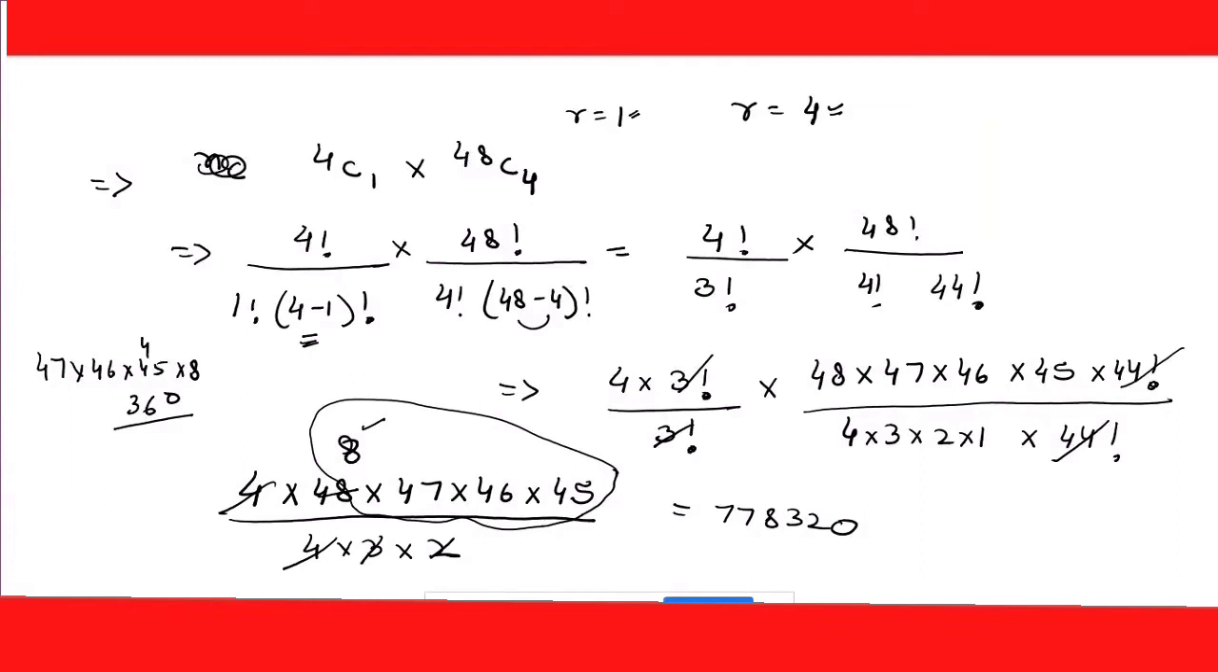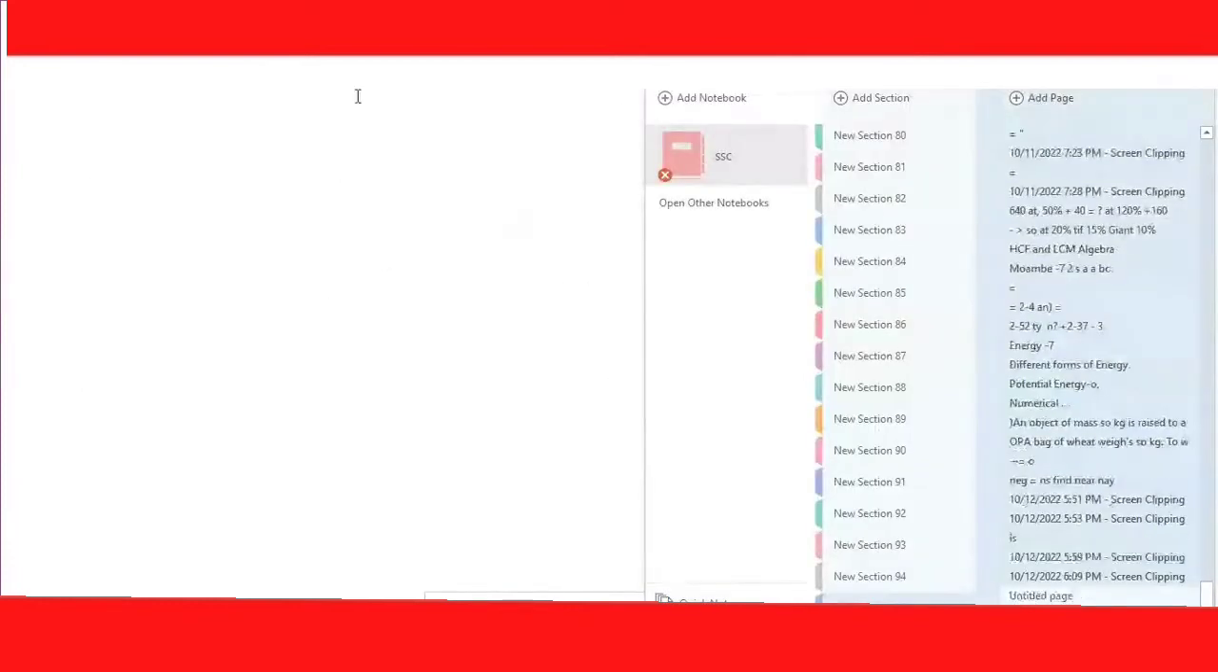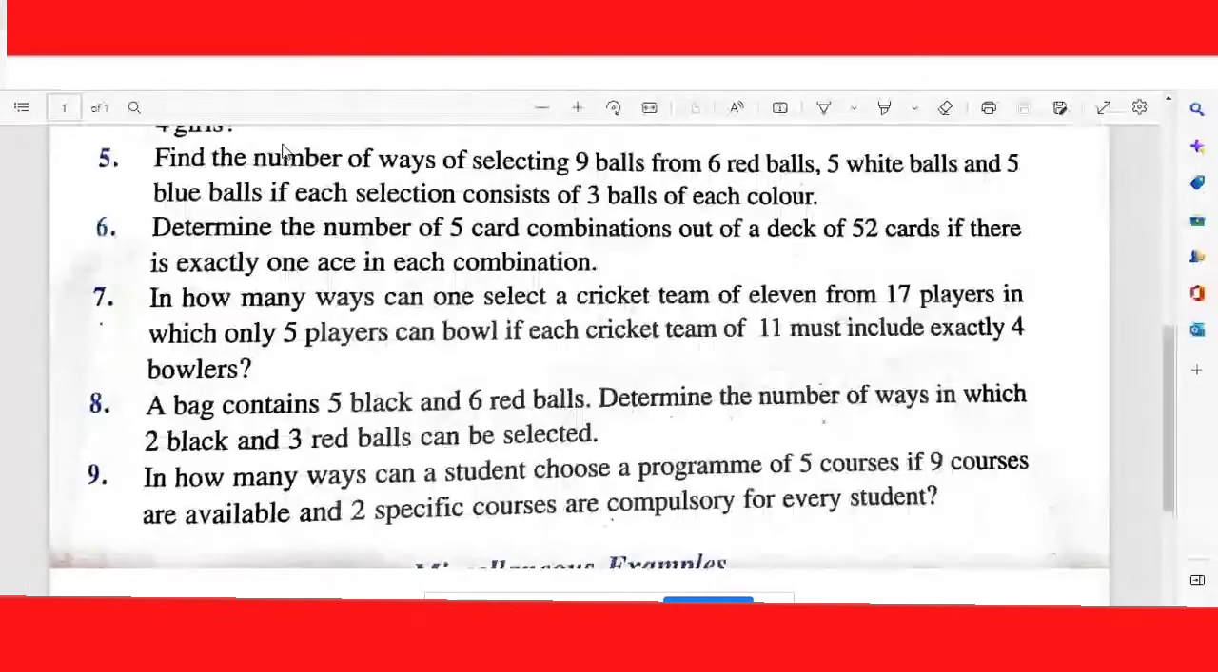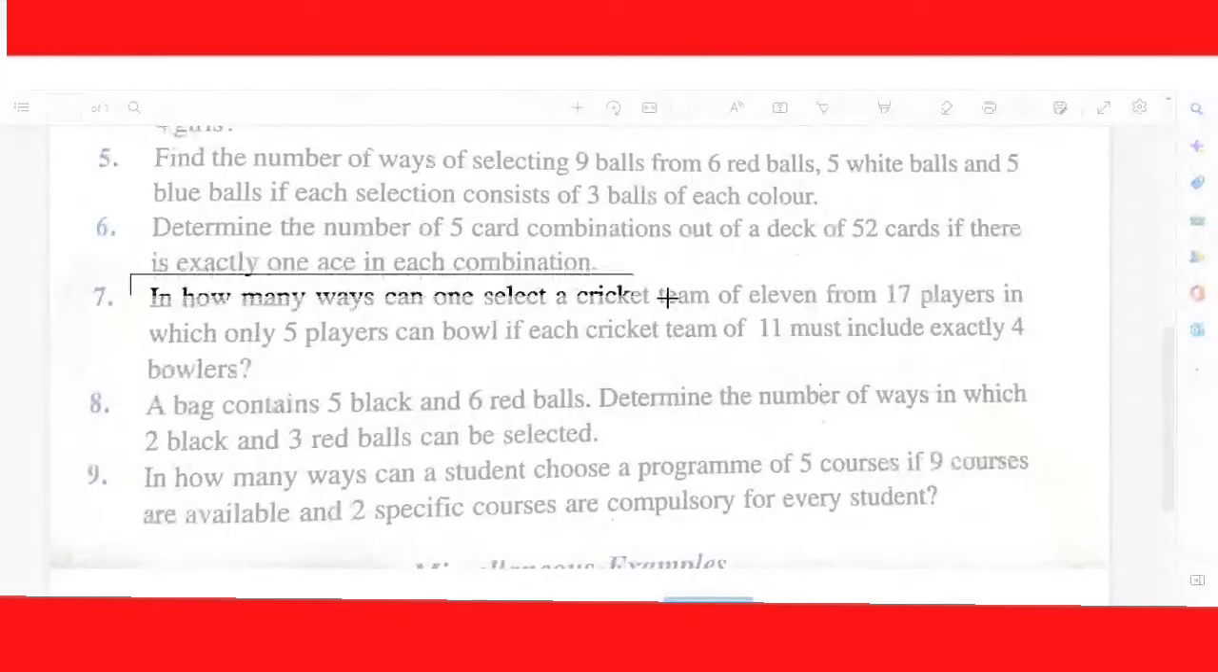Now next question. In how many ways can one select a cricket team of 11 from 17 players, in which only 5 players can bowl? Each cricket team of 11 must include exactly 4 bowlers. You can do that. Ma'am, I guess it's the same as the fifth one. Yeah, try. Okay, I'll try now.